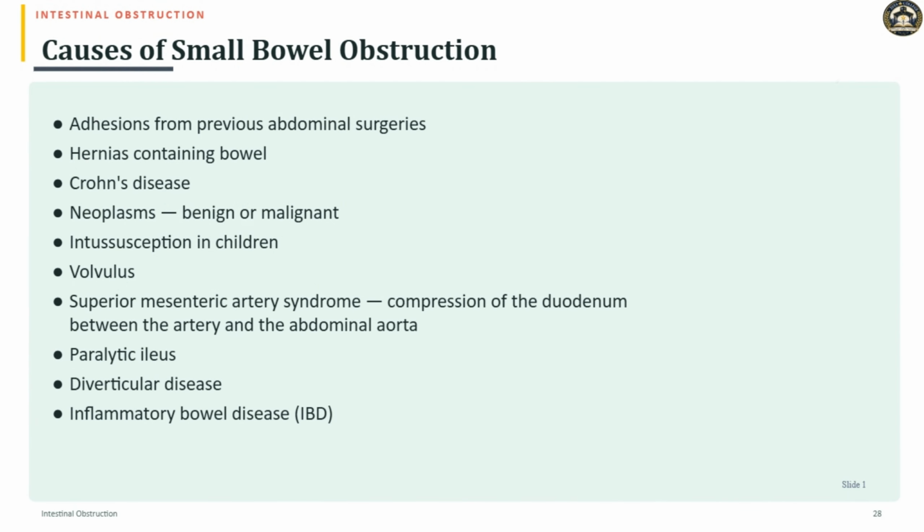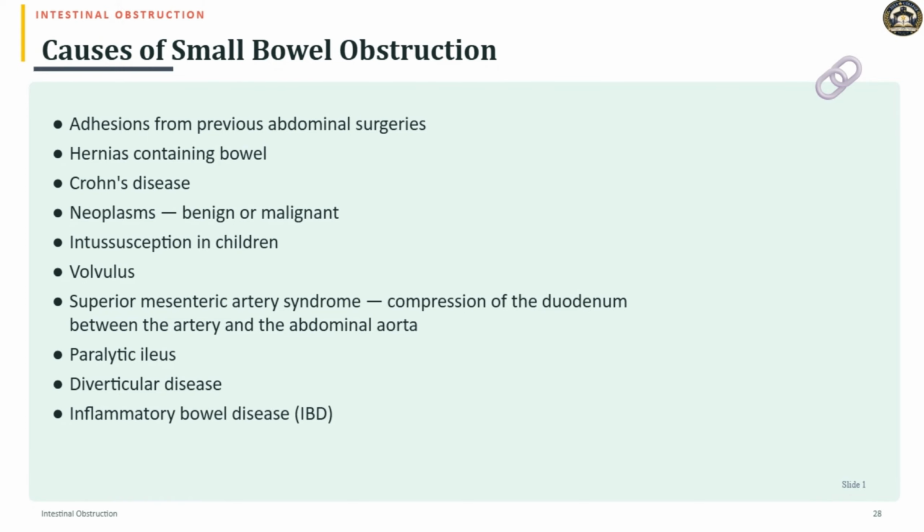The causes of small bowel obstruction are varied and can include adhesions from previous abdominal surgeries, hernias that contain bowel segments, and inflammatory conditions such as Crohn's disease. Neoplasms, both benign and malignant, can also lead to obstruction. In children, intussusception is a common cause, while volvulus, a twisting of the bowel, can affect any age.